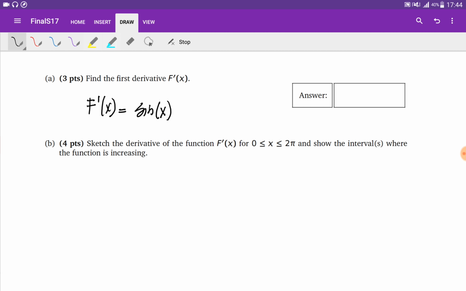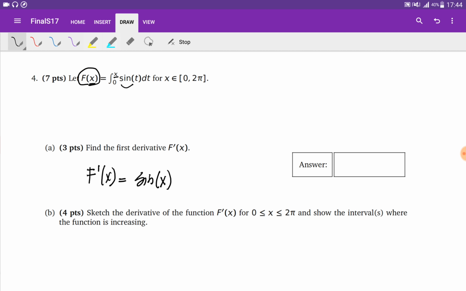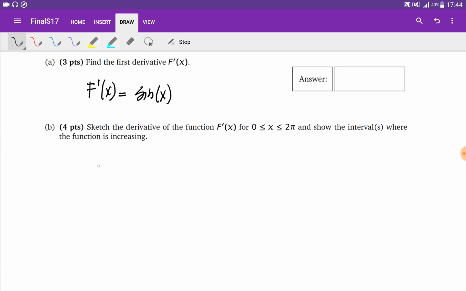In the second part of this problem, we need to identify the regions where the function f of x is increasing. The function is increasing if its derivative is positive in that region. So let us draw the derivative of this function, which is sine of x. At pi over 2 it's going to be 1, at pi it's 0, at 3 pi over 2 it's minus 1, and at 2 pi it's again 0.